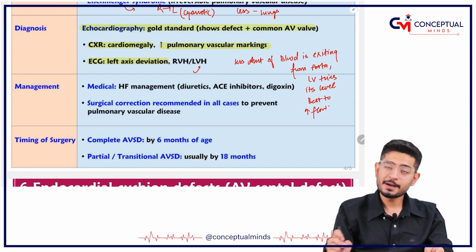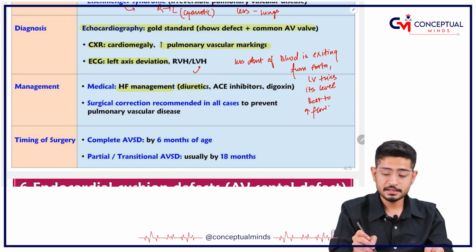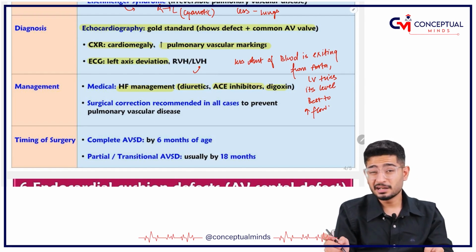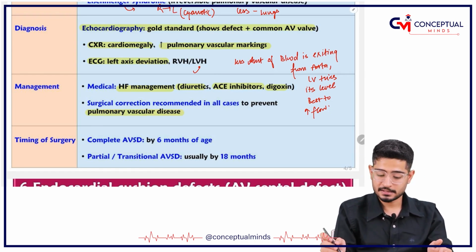Got it? Great. So what is the management? You have to do the management of the heart failure: the diuretics, the ACE inhibitors, the digoxin. These are just the cardioprotective drugs, so you have to remember them. And surgical correction is also needed in some cases, just like when pulmonary vascular disease is occurring.